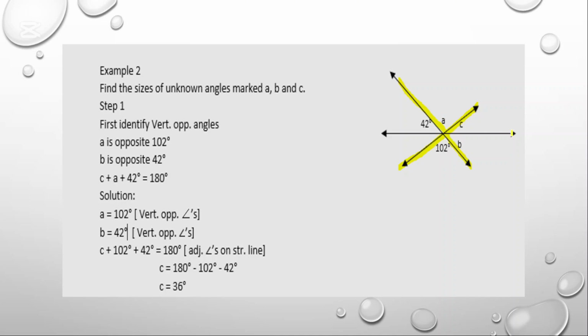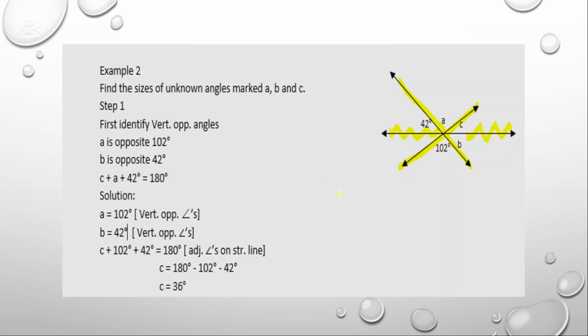B, if we take this line here, and we can take this one here, so we can see B is vertically opposite 42 again. B is vertically opposite 42. That line and this line intersect, right? So B and 42 are vertically opposite angles.